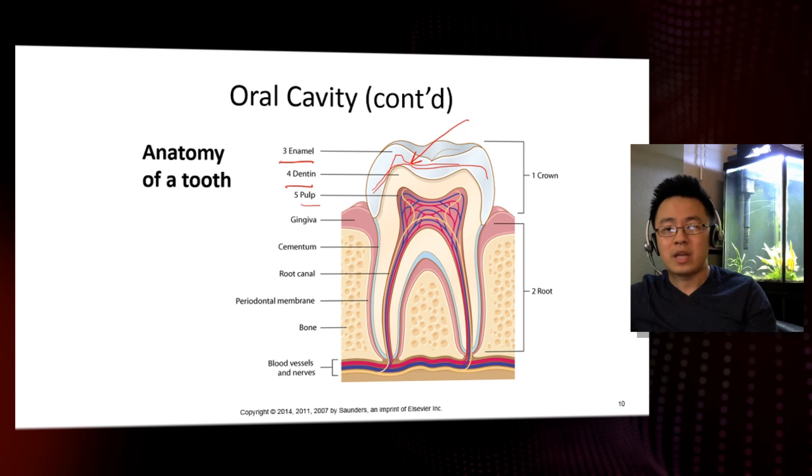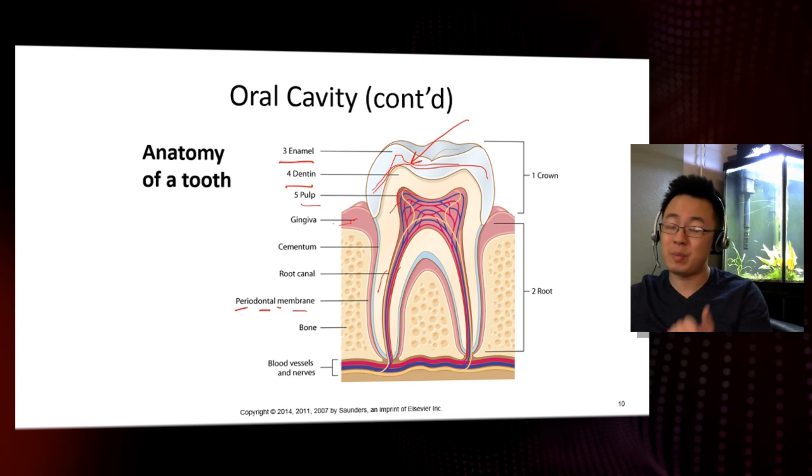Also, we definitely have the pulp region right here, which contains a lot of the vessels within them. The gingiva, definitely those are the gums. We have the cementum, the root canal here. And we have the periodontal membrane, so you can medically break that down. Definitely have the bones here, and then have the blood vessels and nerves that are attached to the tooth in order to supply them with nutrients.